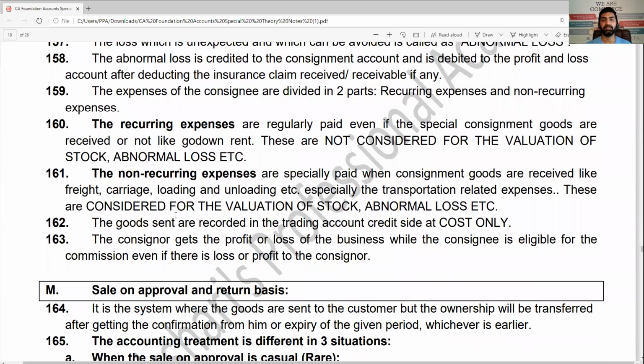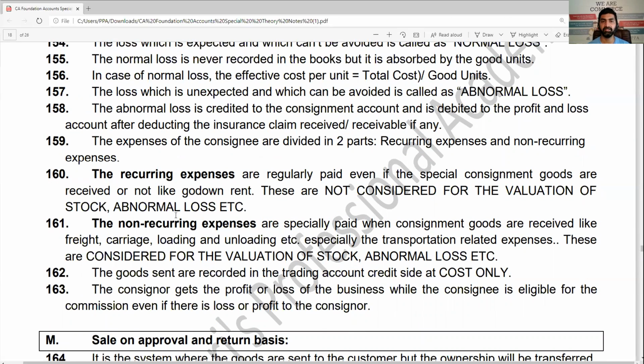Now, there are two types of expenses of the consignee. One is called recurring expense and the second is called non-recurring expense. What is that? Recurring expense means an expense which is to be paid even if you receive these goods or not. Even if you get the consignment or not, you'll have to pay these expenses, like godown rent. Even if you receive a particular consignment or not, it doesn't make any difference. You'll have to pay the amount to the godown owner. That is recurring expense, and non-recurring expense means expenses exclusively paid to get the consignment goods. Generally we can remember it as traveling and transportation costs like octroi, freight, carriage inward. These are all expenses which are treated as non-recurring expenses.